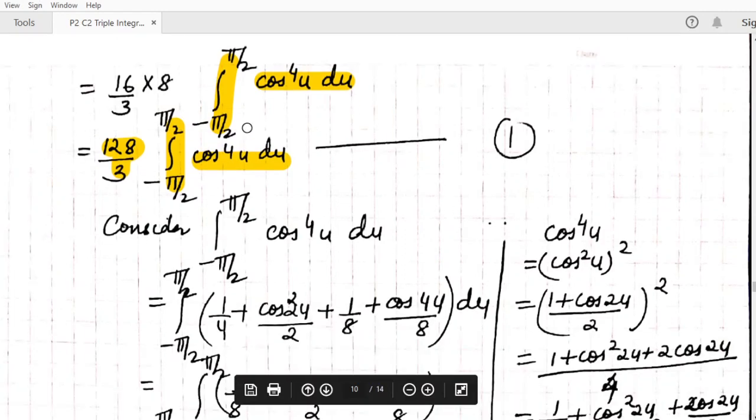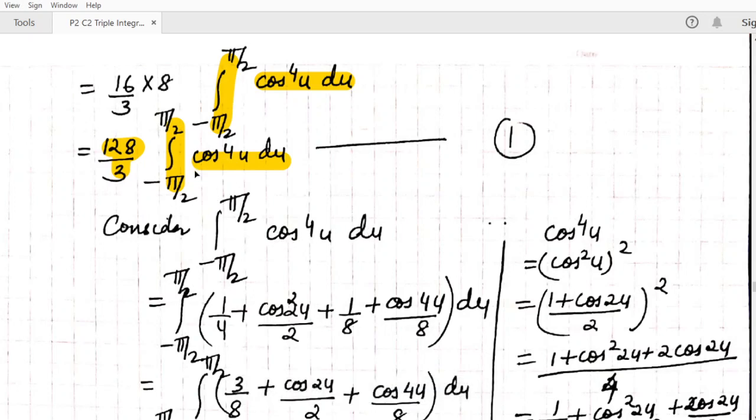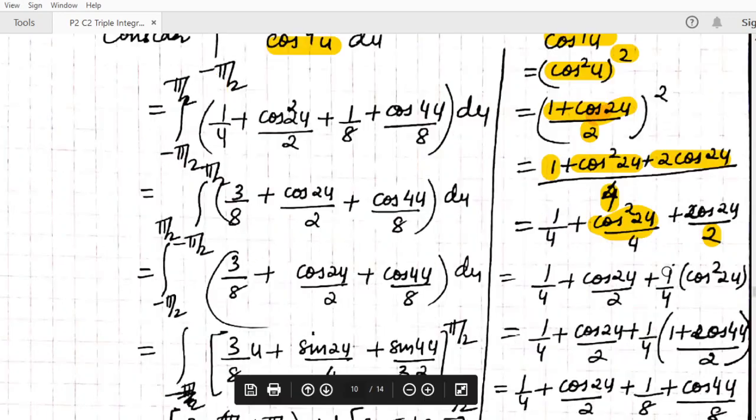Now we have to find this integral value. We are separately going to find integral minus pi by 2 to pi by 2 cos raised to 4 u du. It is a very interesting simplification. So we have to find the integral of this. First we are going to simplify using our known formulas.